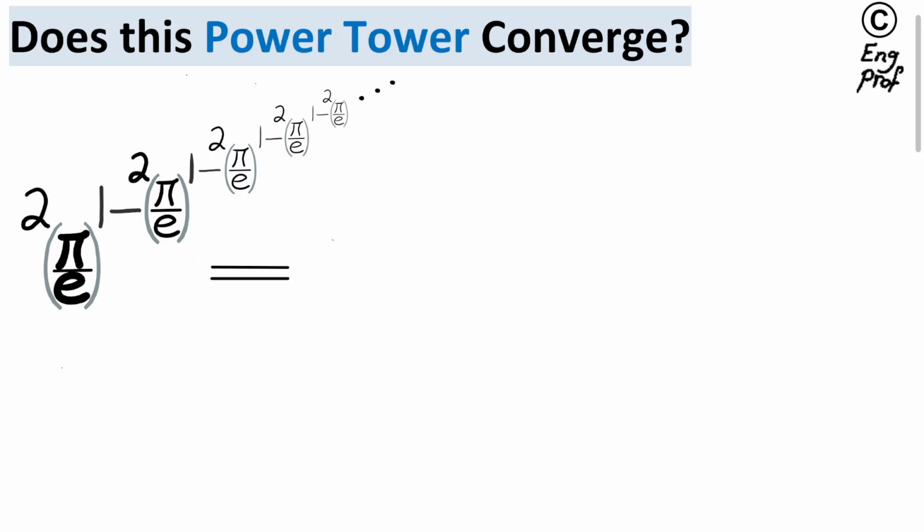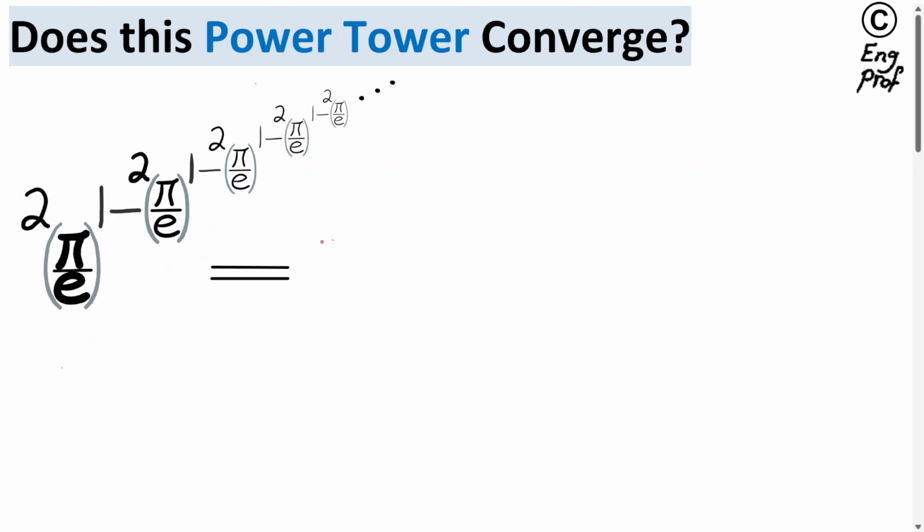How to evaluate a power tower and its convergence are discussed in this video, using the example of an infinitely repeated exponentiation or power tower, also referred to as tetration, with a base of pi over e and with a left exponent 2. This indicates that aside from the outer infinite power tower, we have an inner finite power tower, or tetration, and that keeps repeating itself. As you can see, it keeps showing up. So how do we evaluate this?